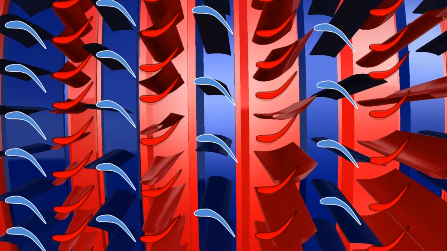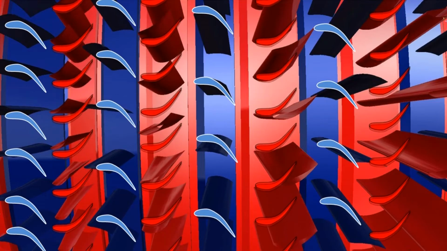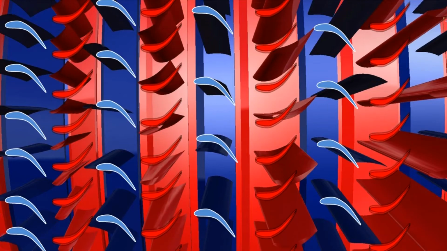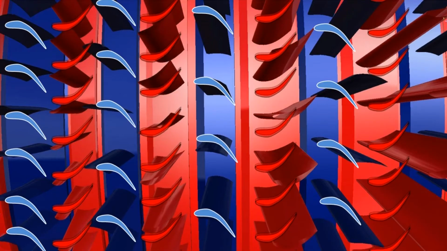Now looking from the side, we see that the turbine consists of several stages of blue stators followed by red rotors. Both are designed similar to airplane wings, having their cross-section resembling an airfoil, providing lift when moved relative to the airflow.